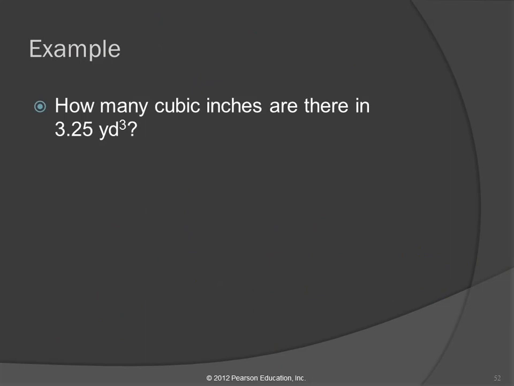Here's another example. How many cubic inches are there in 3.25 cubic yards? We read the question. We look for numbers. There's only one number. So that's got to be where we're going to start. Cubic yards. And then the question, how many cubic inches? Well, that's inches cubed. Cubic inches, inches cubed. Exactly the same thing.